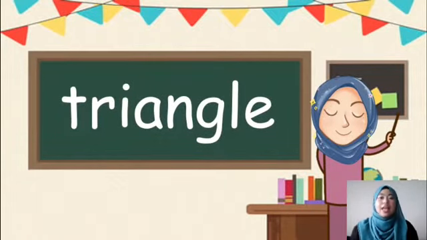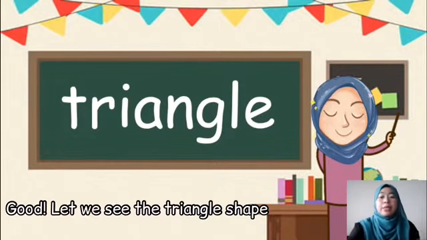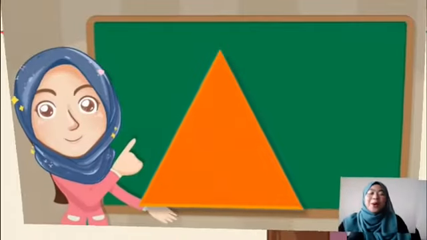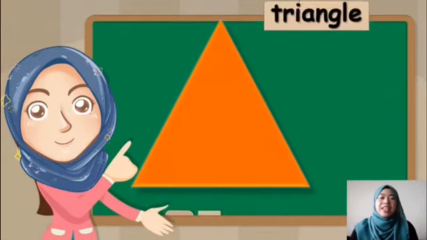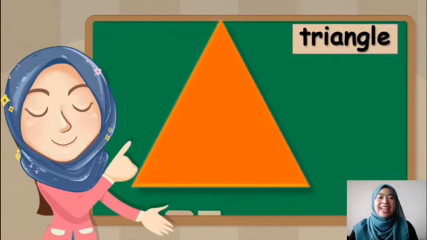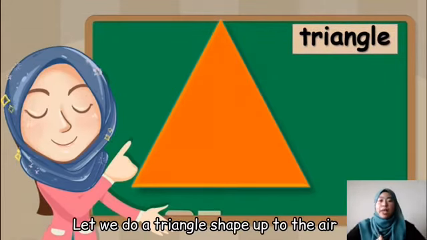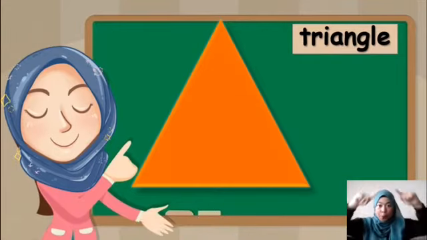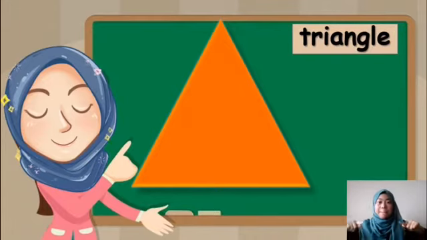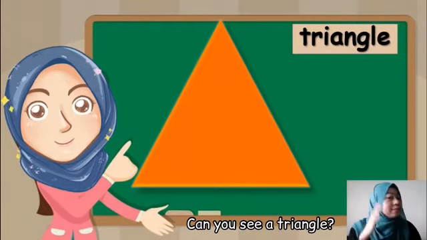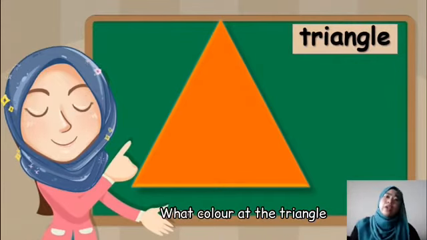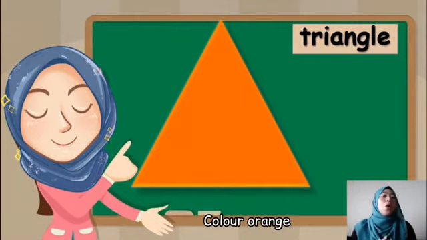Triangle. Triangle. Can you repeat? Triangle. Good. Let me see the triangle shape. Oh, that is a triangle shape. Wow. Triangle. Triangle. Okay, now let me draw a triangle shape up in the air. It's one and boop. Again. One and boop. Well done, children. Alhamdulillah. Okay, now can you say triangle? Okay, what color is the triangle? Color orange. Color orange. Okay, well done.